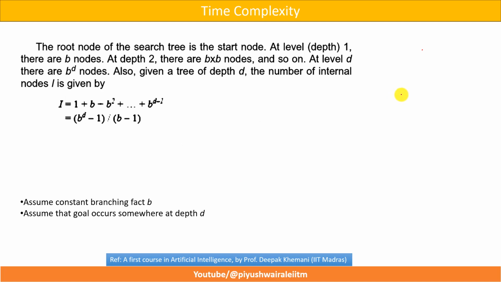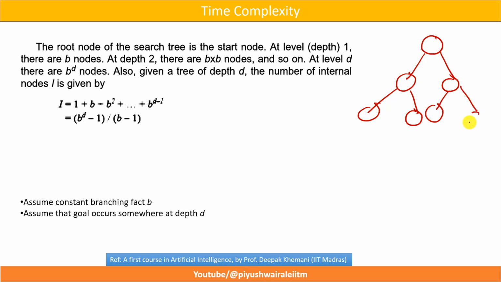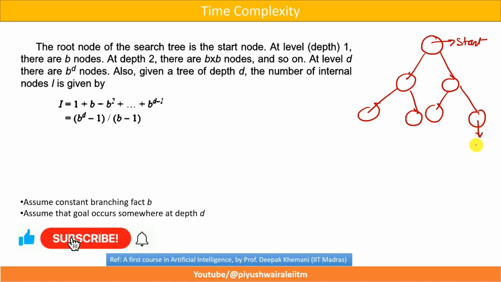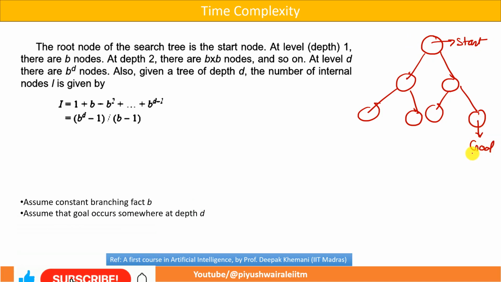Now let us discuss the time complexity. Consider one tree here, the same binary tree. We have node 1, then we have two children, and each node has two children here, right? The root node of the search tree is the start node, so this is our root node and this is our starting point. And suppose this is our goal state. We want to find this particular node.